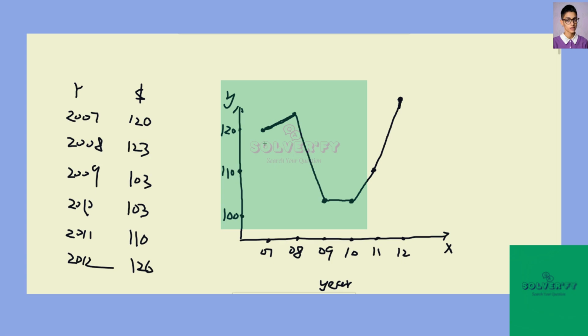And we know that starting from 2007, it increased a little bit for 2008, and then it dropped heavily from 123 to 103. And it remained the same for 2010, and then it goes up again. And that's our time series graph.